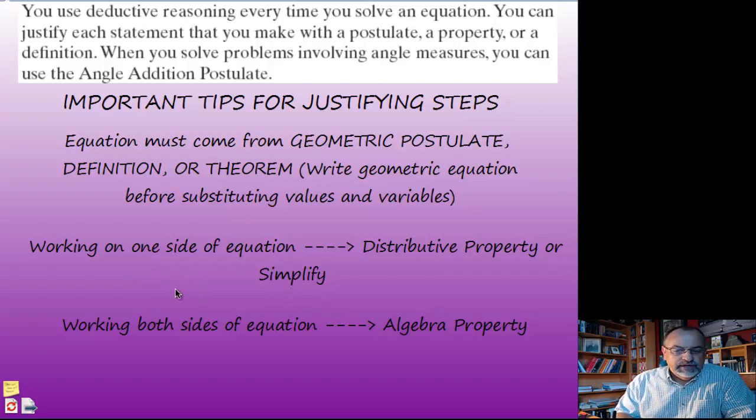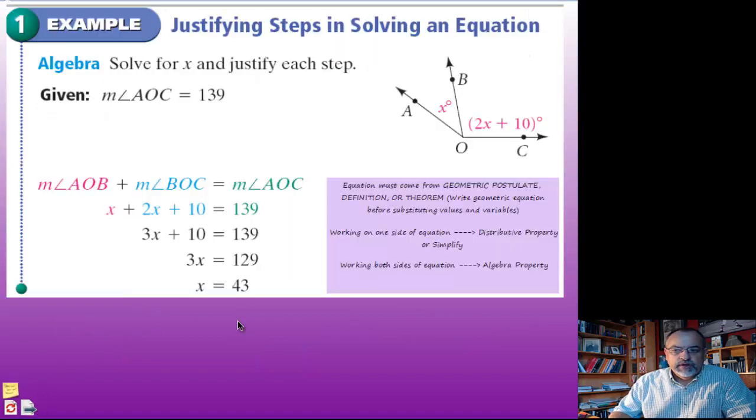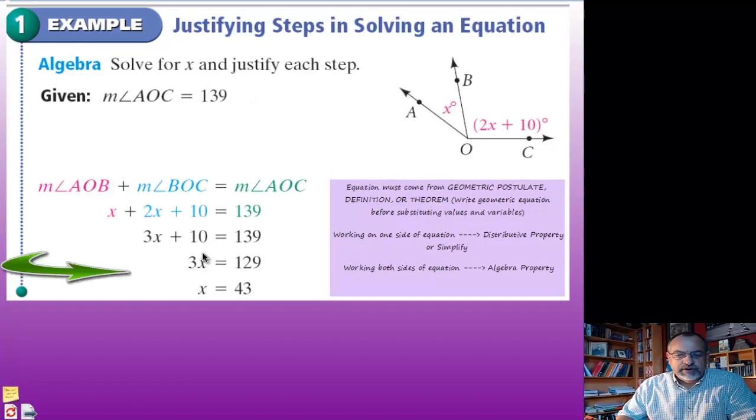That's simplifying. The addition property is when you're doing the same thing to both sides. So I'll try to point that out as we move forward as we're looking at some of these. So we're going to do a number of examples. So here I've written what we just talked about. So here they've written out the step you have to justify.